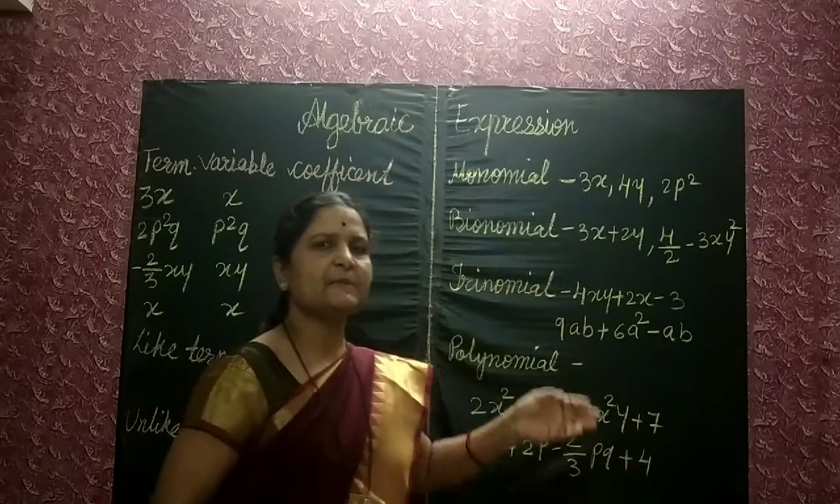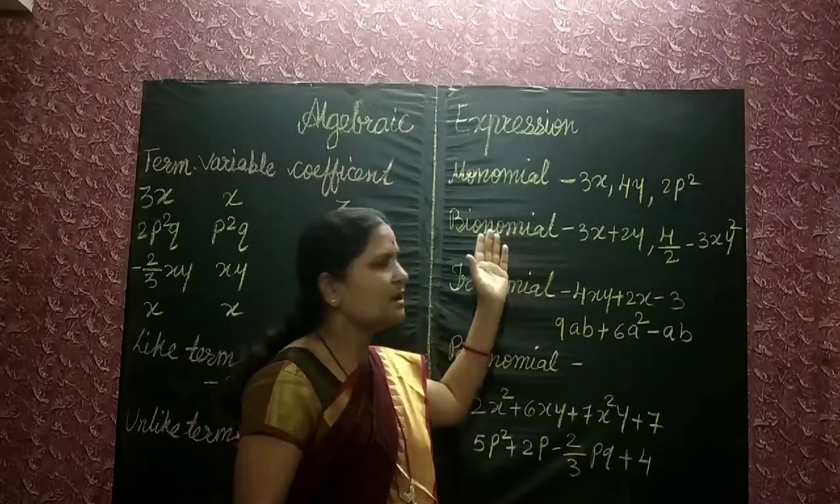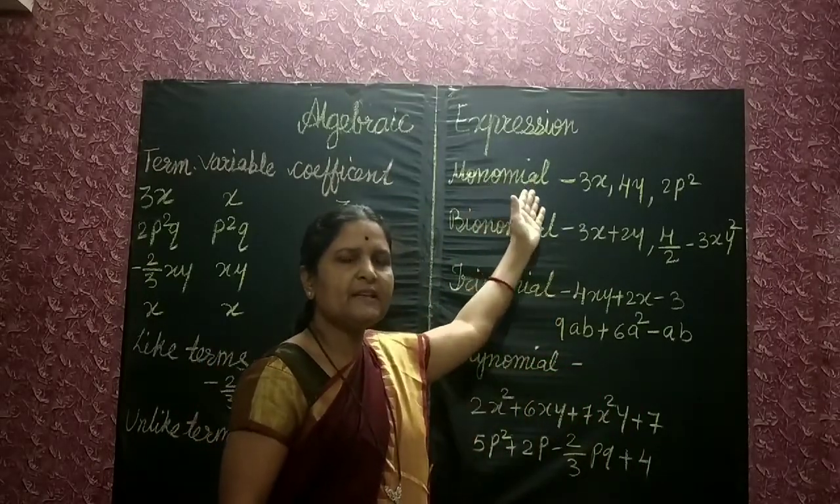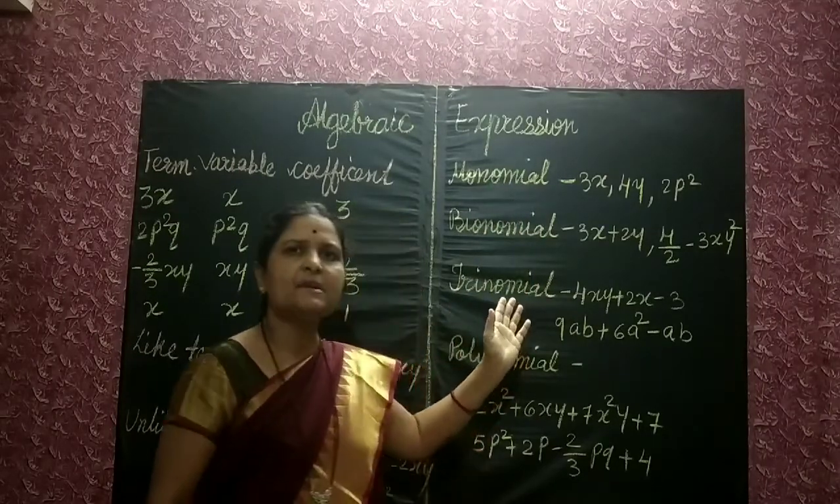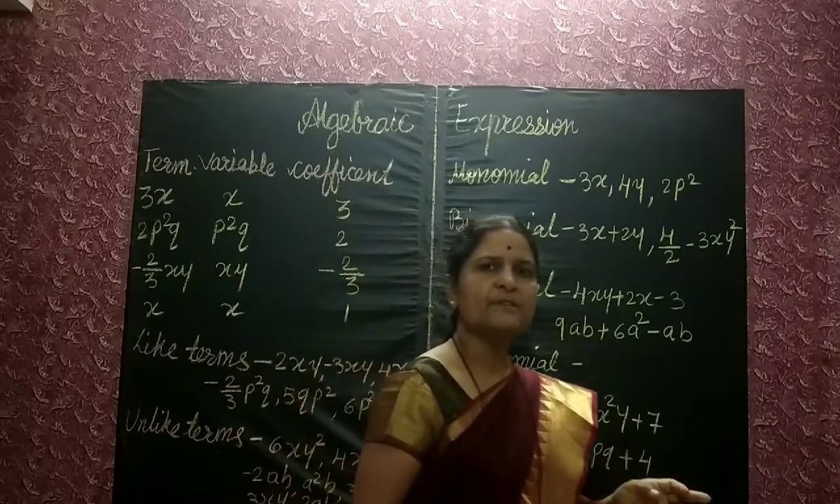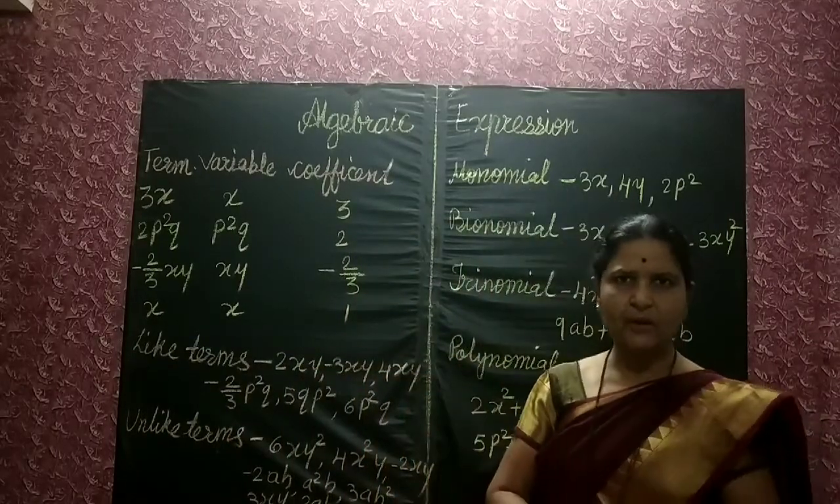And expressions are classified according to their terms. If one term is there in the expression, it is a monomial. 2 terms, binomial; 3 terms, trinomial; and more than 3 terms, it is called a polynomial. Okay, got it?